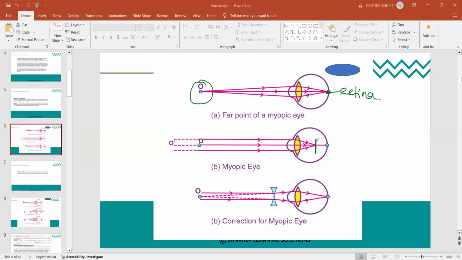But in the second figure, what are you seeing? The light rays are meeting in front of the retina, right? So here this condition is called as what? Myopic condition. This condition is called as myopic condition. So what do you mean by the myopic condition? The rays will not meet on the retina. It will meet in front of the retina. So this type of defect is called as what?